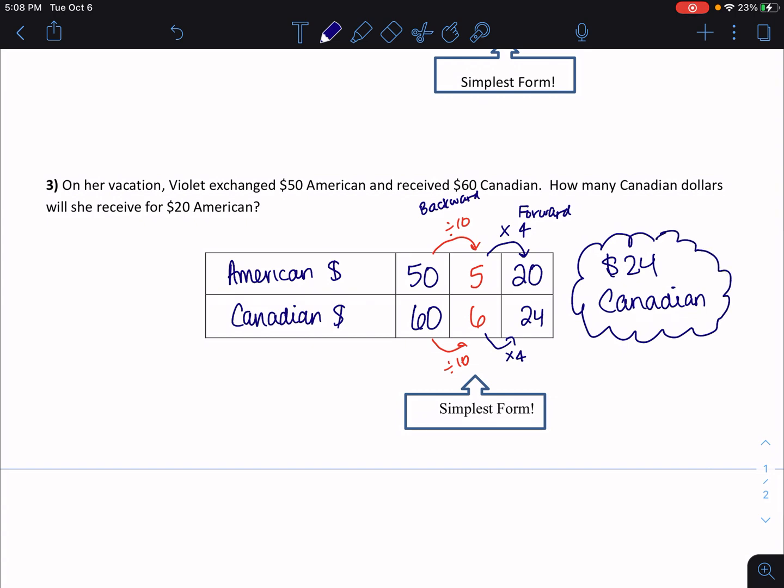Okay, your homework is the front and back of the 1.2b homework worksheet. There are 10 questions. In every single one of those questions, you have to scale backward first and then forward.